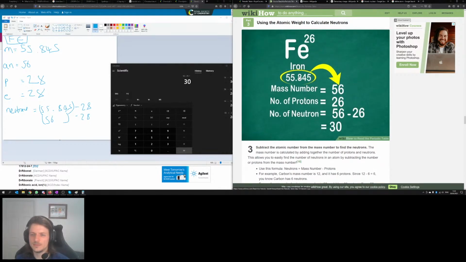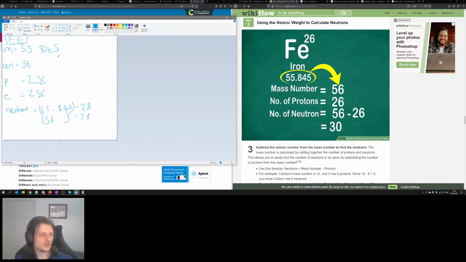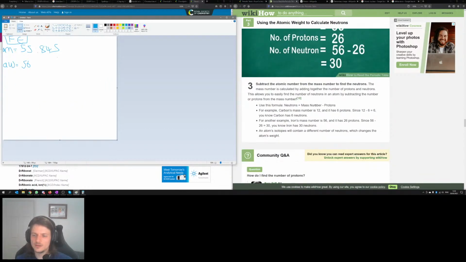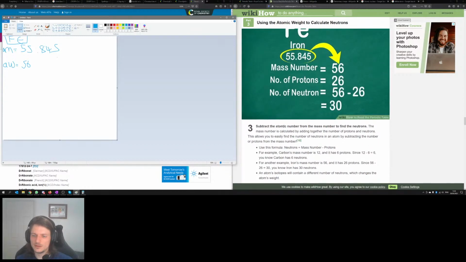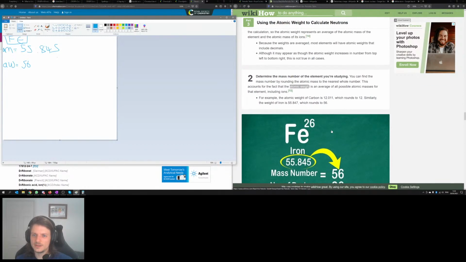So, let me not read this then. So let me just try this again. So the mass is going to be that, the weight, or the atomic number. This is the atomic weight, atomic mass, and then it says the number of protons are 26.